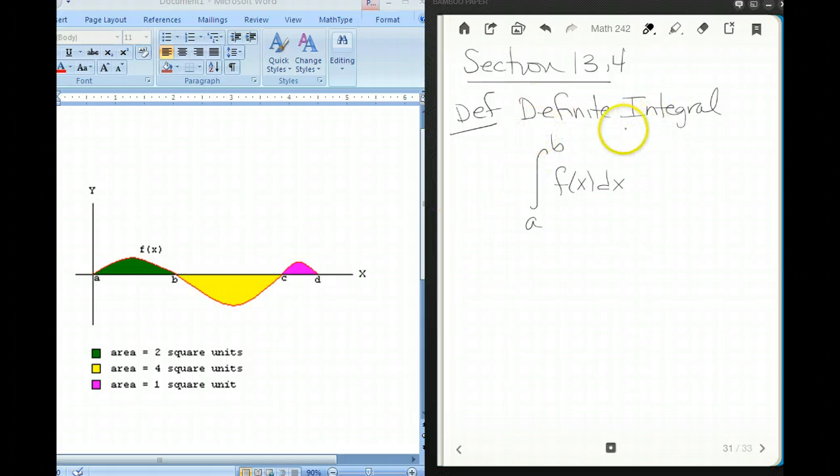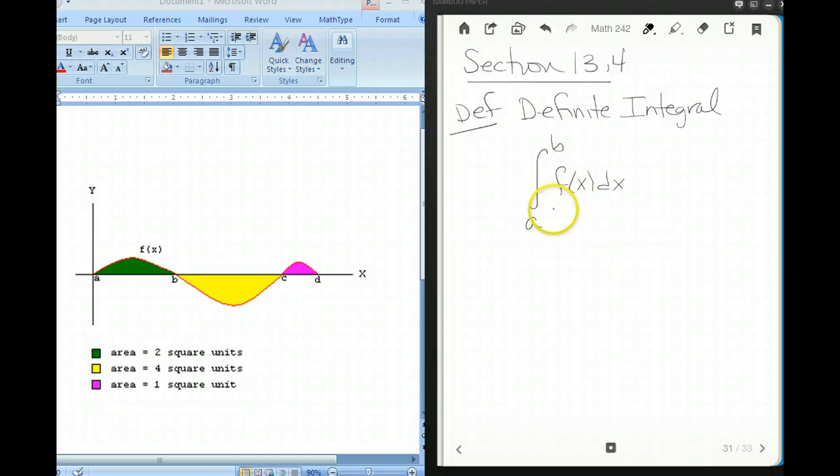Called the definite integral. So we've already defined the definite integral together because you already did a little bit of reading from section 13.4, but now we can actually do our little video together so that we can walk through a couple of examples. So the first thing we should talk about is the notation, right? Just to refresh ourselves on what this notation actually means.